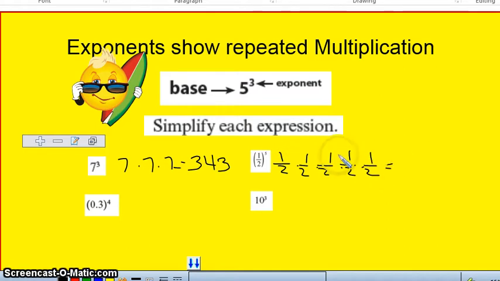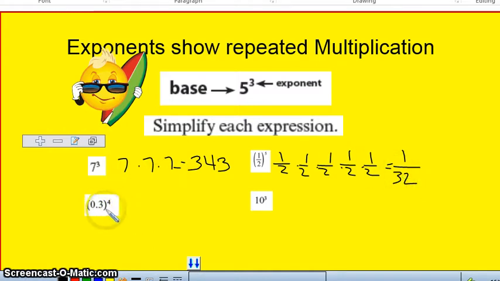Now when we multiply fractions, we multiply across the top and across the bottom. 1 times 1 times 1 times 1 times 1 is 1. And 2 times 2 is 4, times 2 is 8, times 2 is 16, times 2 is 32. So our answer is 1/32.